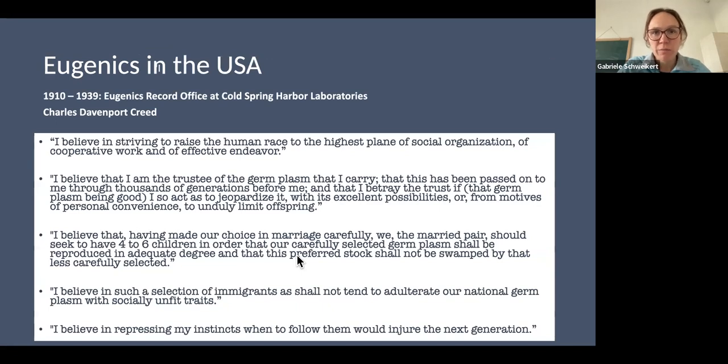It spread from the UK to the United States. There was a Eugenics Record Office set up at Cold Spring Harbor Laboratories. Charles Davenport was the director at the time. He published this Charles Davenport Creed. I encourage you to read that. It's quite scary.